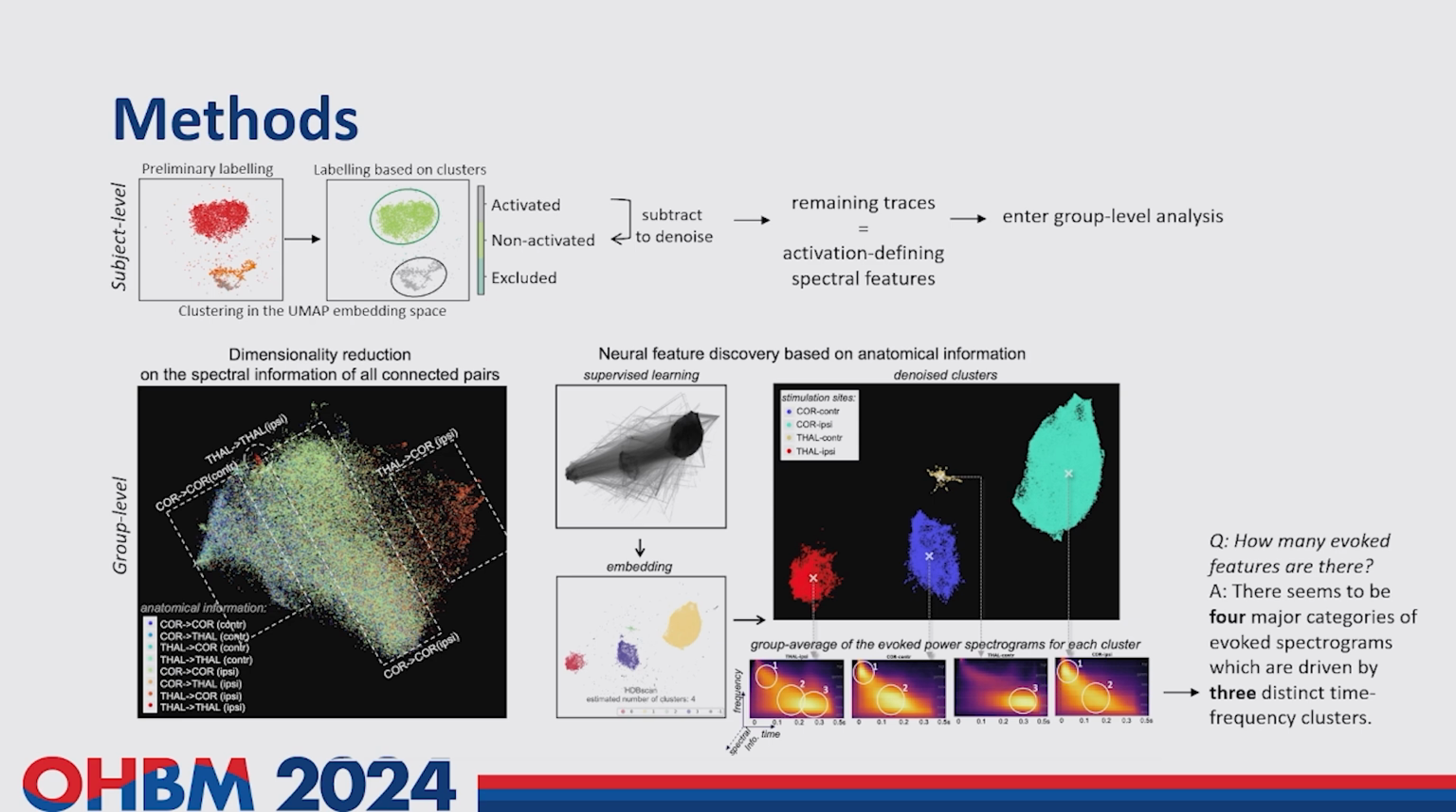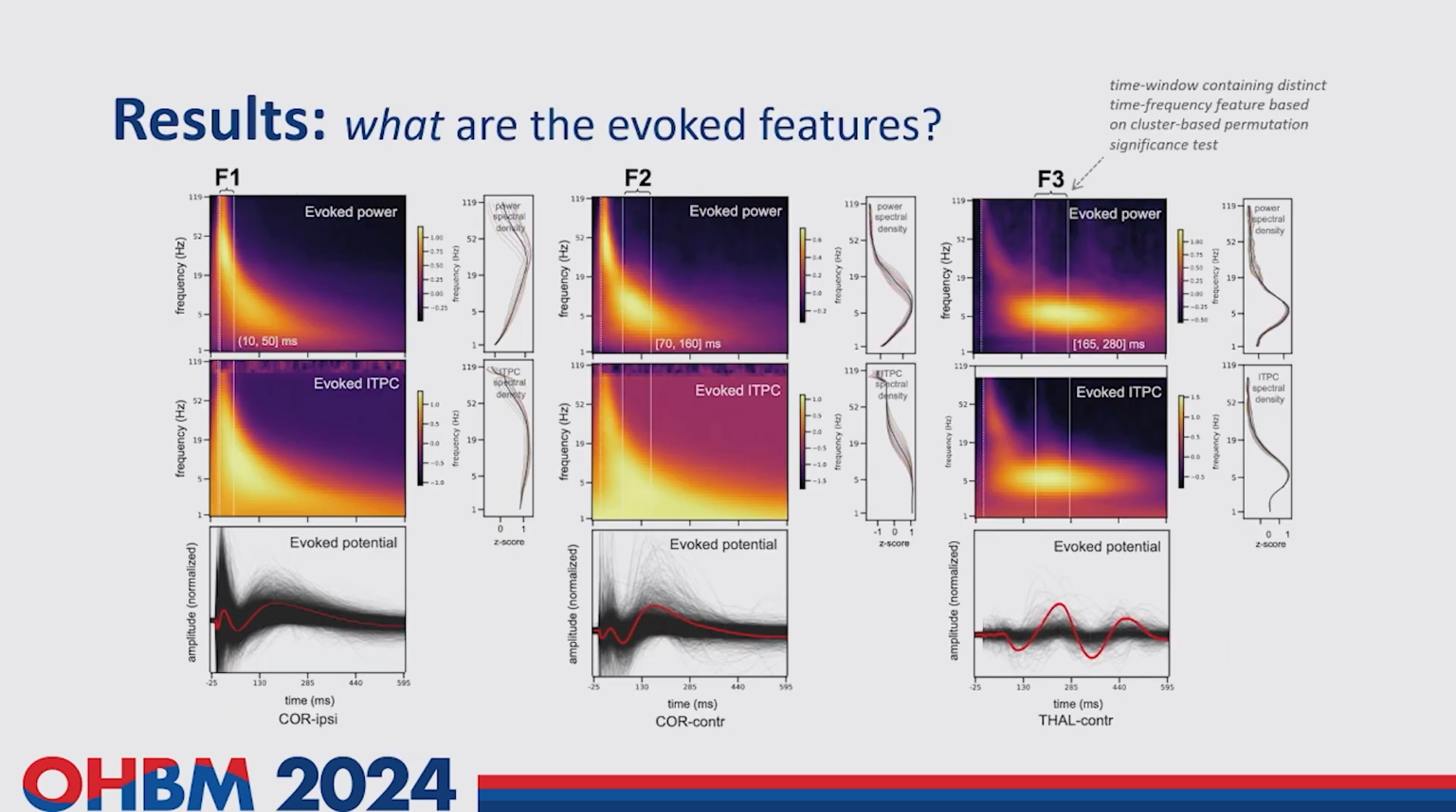And then we use some other nonlinear dimensionality reduction methods to further cluster those activated pairs into 4 different spectrograms. And it turns out the 4 different spectrograms are driven by 3 features. And these 3 spectral features are as follows.